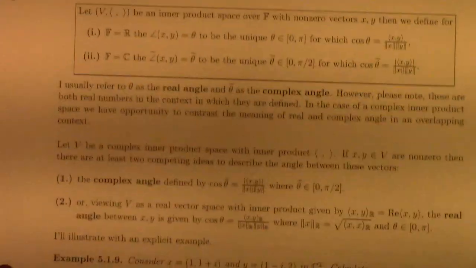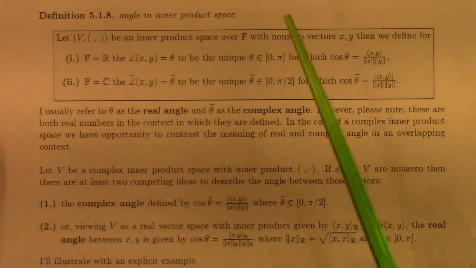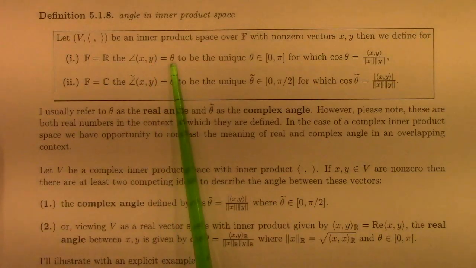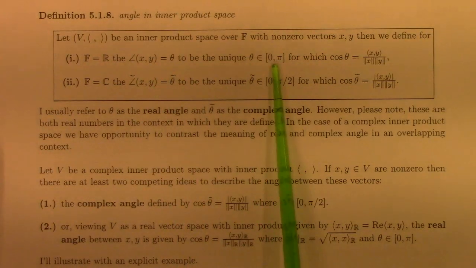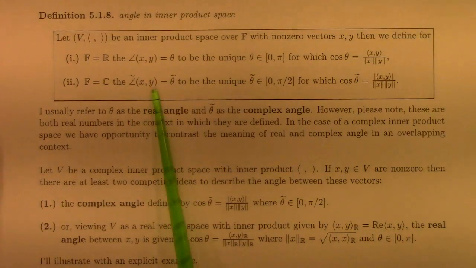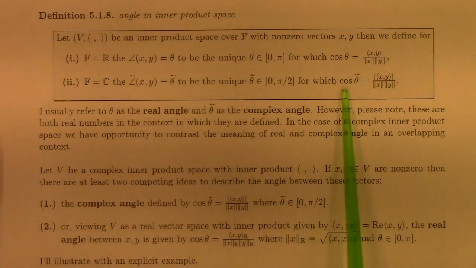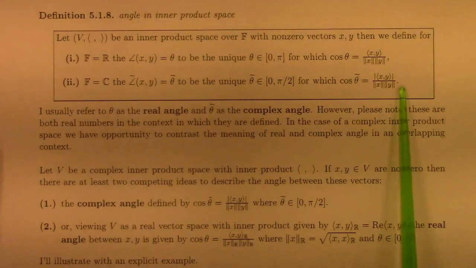Now, I have some explicit examples over here. So there's my definition I've just explained. We define the angle between x and y to be theta, the unique theta from 0 to pi for which that's true for a real vector space. We define the complex angle between x and y to be theta tilde, which is the unique theta tilde from 0 to pi over 2 for which cosine theta tilde is that ratio.